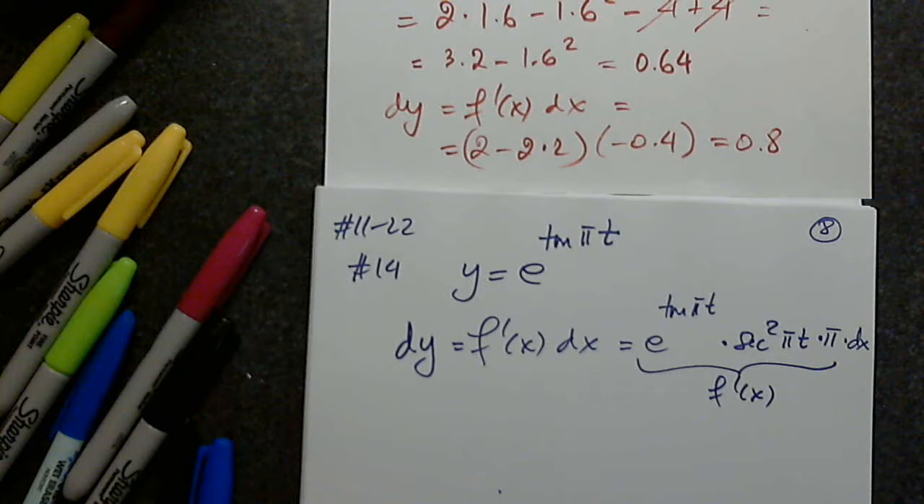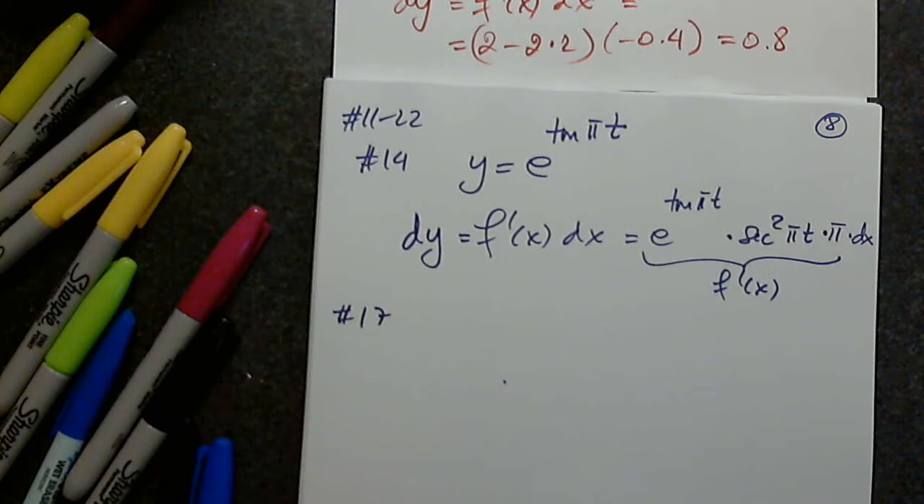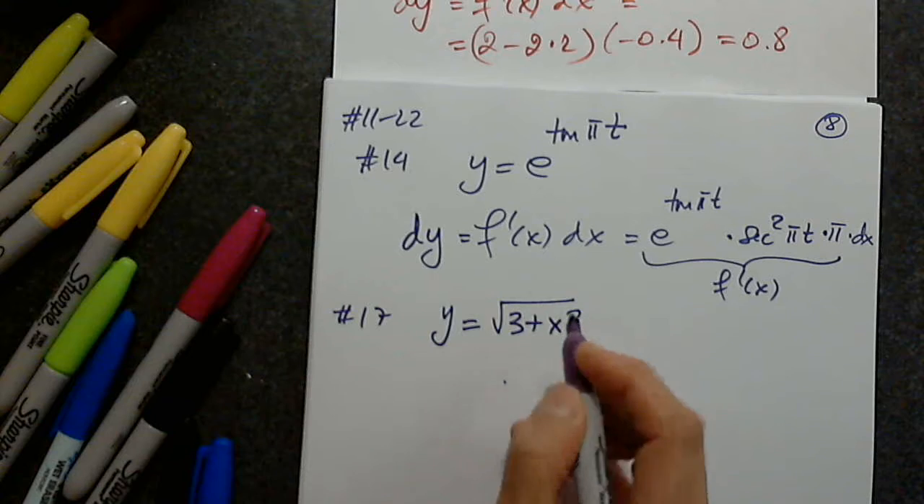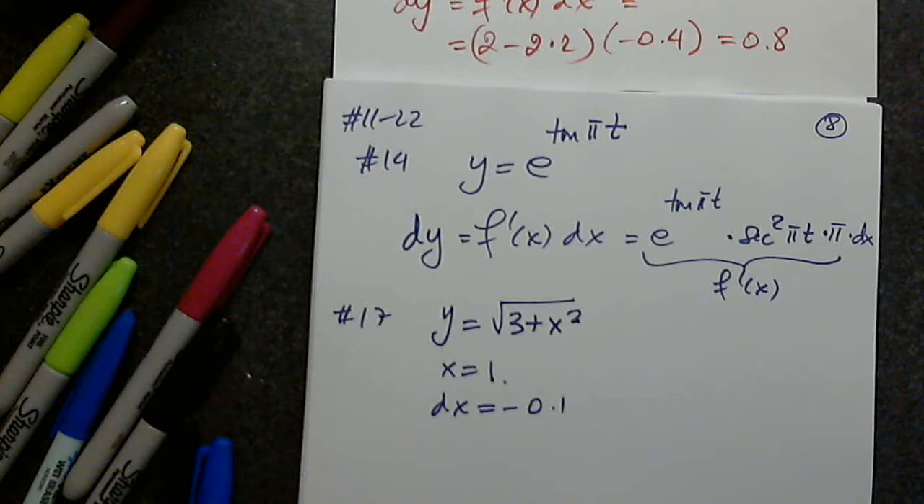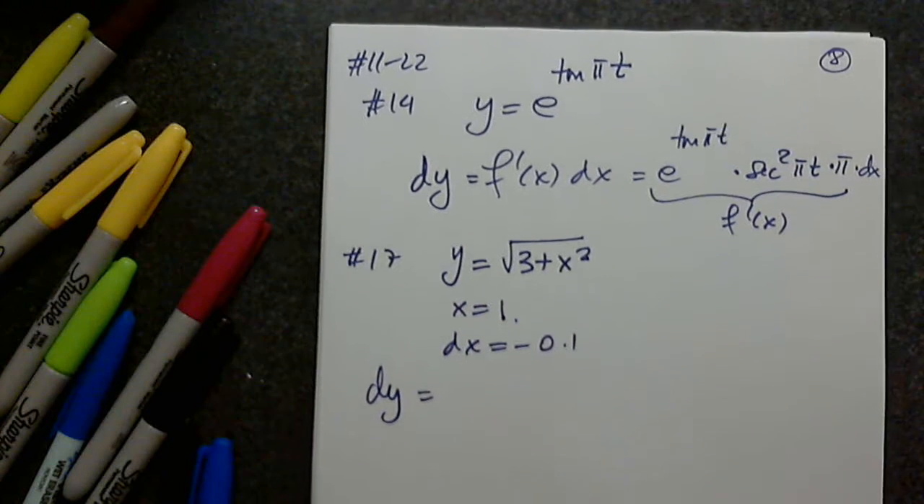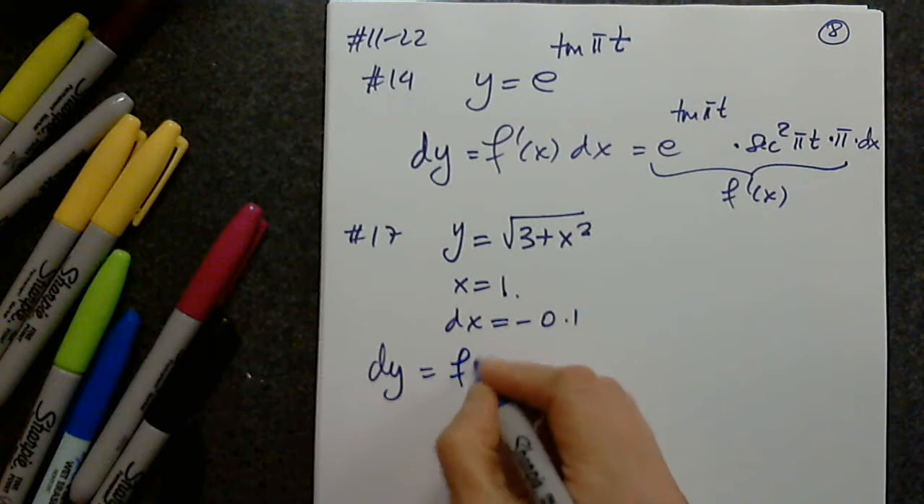Should we choose another? Yes. Okay. Let's take a look at 17. With numbers or without numbers? With numbers is basically reaching both. So we have y equals the square root of 3 plus x squared. We are told that x is 1 and dx equals negative 0.1. They want us to find dy and also evaluate it. So this is just one step more. F prime times dx. Very good, awesome.